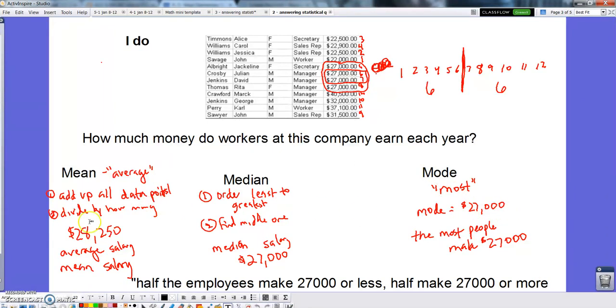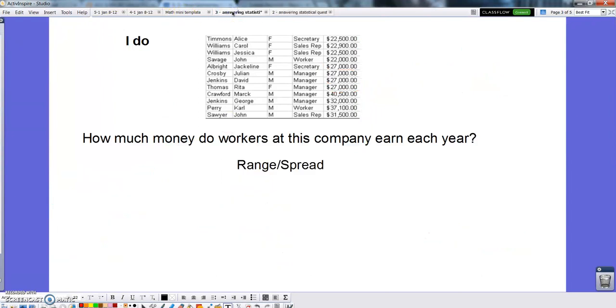So we said, they have an average of this. Over here, we said half the employees make $27,000 or less, half make $27,000 or more. And we also over here said, more people make $27,000 than any other salary. That's the mode. So today, let's answer that one more way with a range or spread.